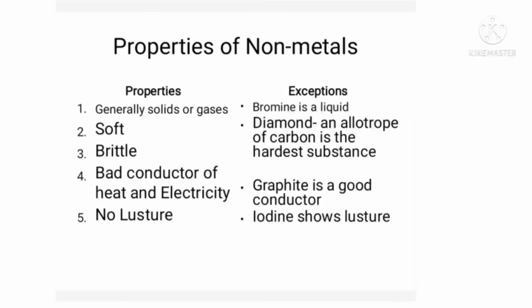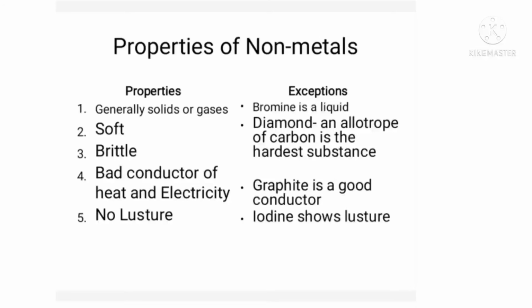And non-metals are not ductile. Non-metals cannot be drawn into wires. They easily snap on stretching. For example, sulfur and phosphorus are non-metals. They are not ductile. When stretched, sulfur or phosphorus break into pieces. They do not form wires.